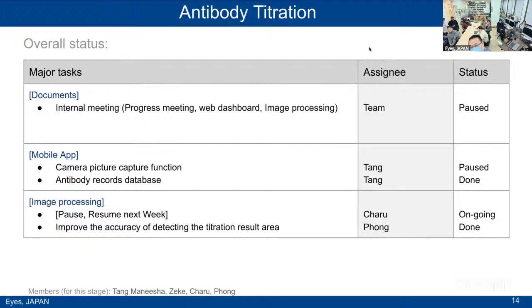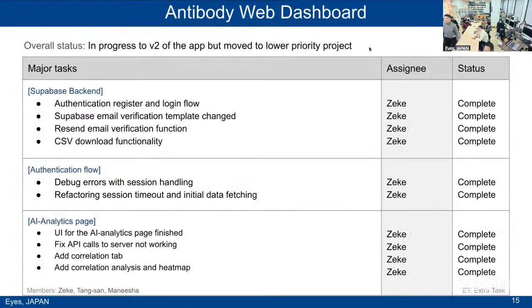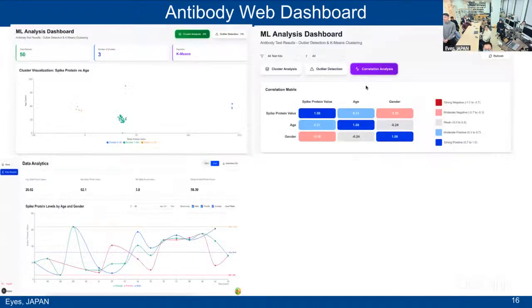For the dashboard, I was mostly working with Glucose, so only a few changes, and I did some refactoring for session timeout and additional data handling. I also added a new AI analysis for correlation analysis and a corresponding heat map. Can you go to the next slide? Yes. The top right screenshot is the new heat map and some other UI stuff below that, but I did not take a screenshot of it.